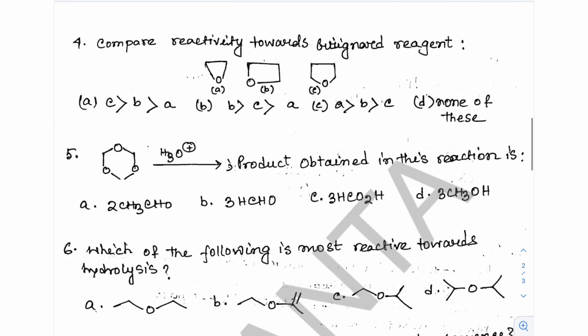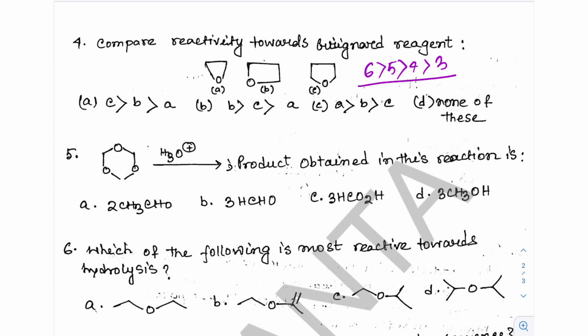Next, question 4. Compare reactivity towards Grignard reagent of the following compounds. These are all three cyclic ethers. This is the basic thing, the ring strain. So order of stability of the ring: 6-membered ring is more stable, then 5-membered, then 4-membered, then 3-membered. This is the ring stability order.